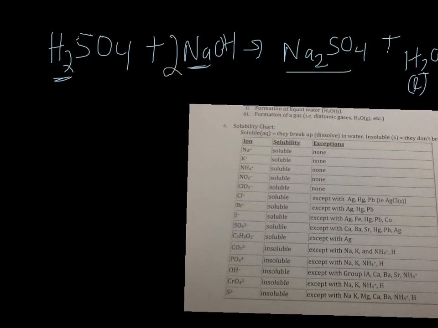I think you probably need a 2 in front of there. So you have 2 Nas and 2 Nas. You have 1 SO4, 1 SO4. We have 1, 2, 3, 4 H's. So I needed 2 over there to make it 4. And then I have 2 O's and 2 O's, and it balances.